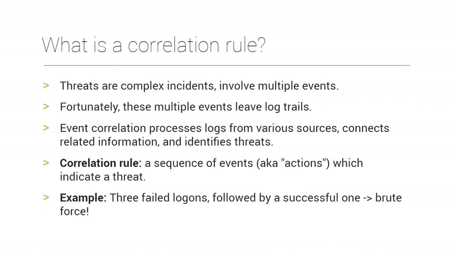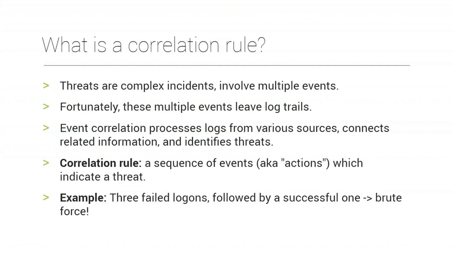So, I've told you how event correlation works. I've told you that it identifies suspicious patterns of activity. But how does it know what activity is suspicious? This is very simple. All it does is make use of correlation rules. A correlation rule is nothing but a sequence of events which indicate a threat.